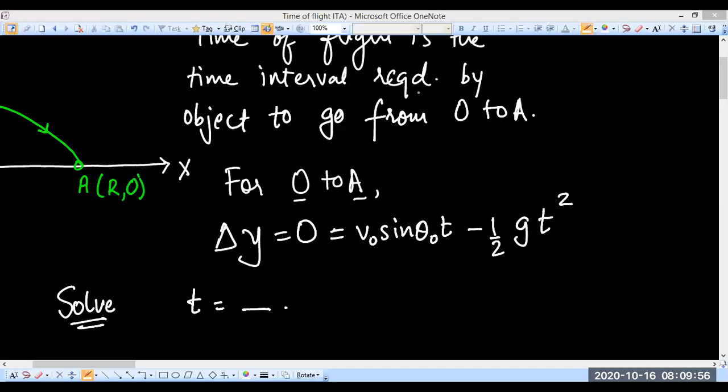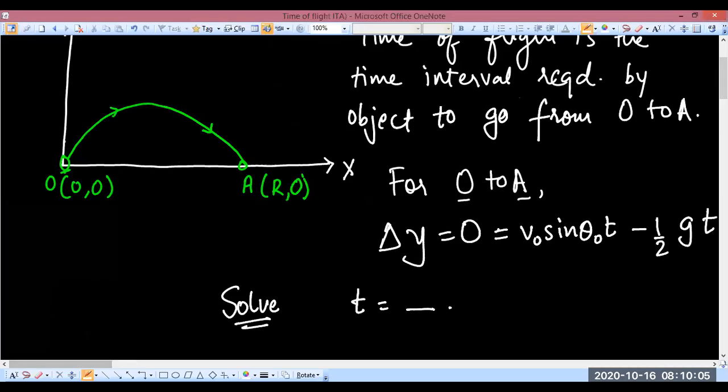T equal to 0, Priyansh, I agree that mathematically you get two answers. One is t equal to 0. But do you think it will take 0 time to go from O to A? Ria, check your calculations, please.